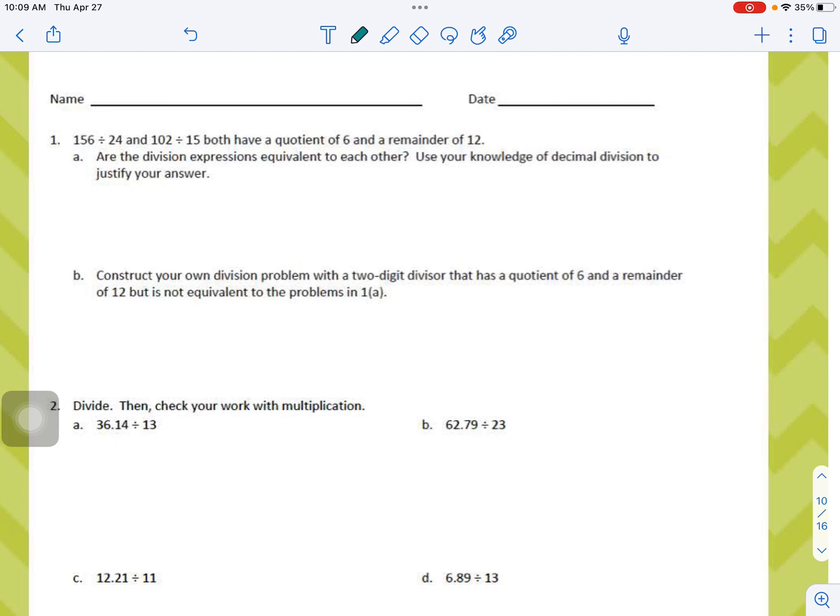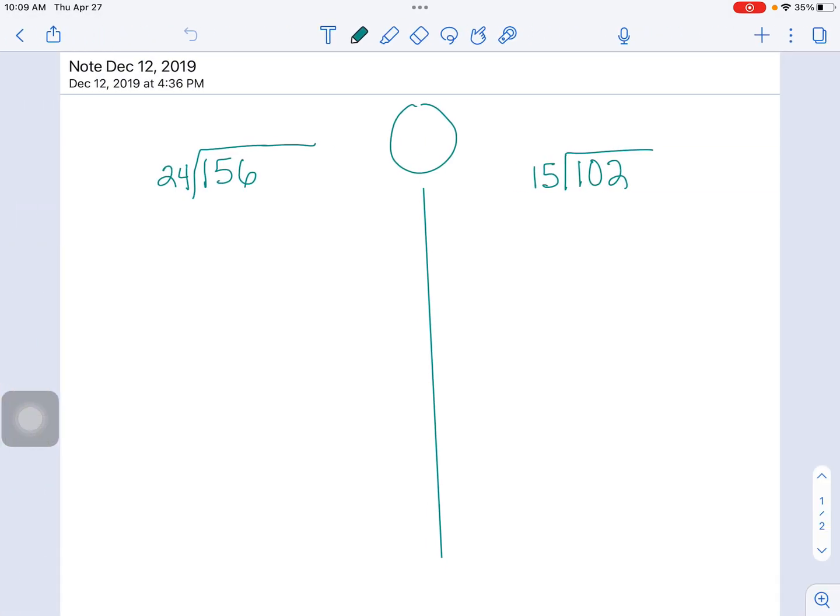Okay, so we don't have a lot of room on here, so we're going to use scratch paper. So I have the problems written down, and it says they both have a quotient of 6 and a remainder of 12. So I'm going to write the 6, remainder 12 on there, okay? And so what we're going to do is figure out if these two problems are equal. They look equal right now, but we need to make sure we finish it out. So let's go ahead and put a box around. Nope, no box, because 15 is less than 24, so we're good. And we already know it's a 6.